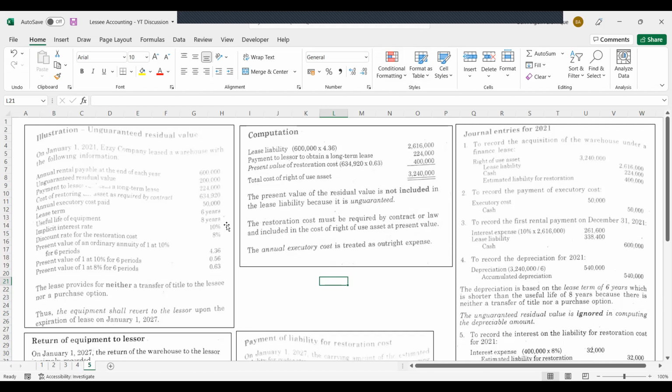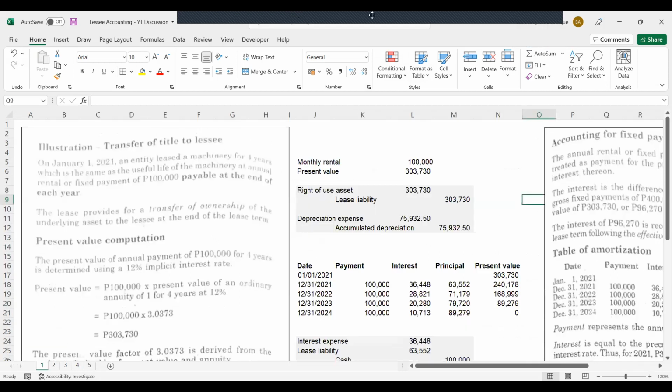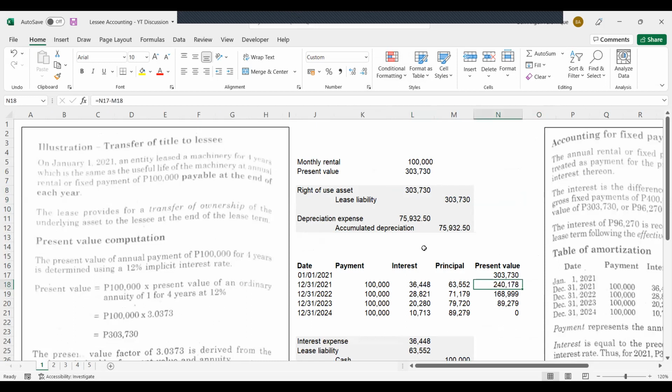So, that's all for this lessee accounting discussion. So, hopefully, nakuha natin and practice lang ng more problems para mas magamay natin how to recognize the initial ROU, lease liability, and to amortize the lease liability.